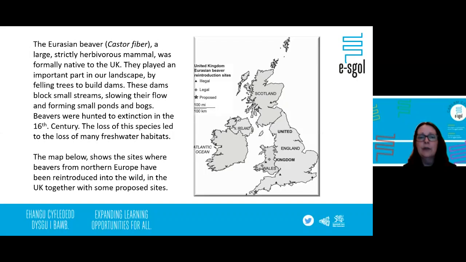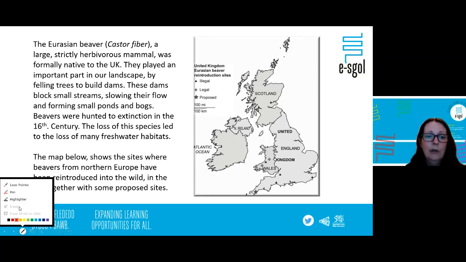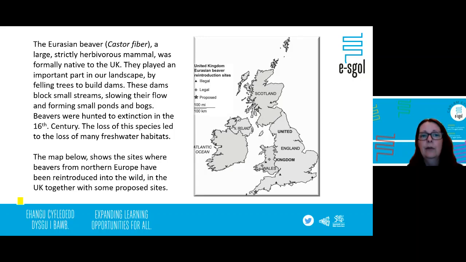Okay, we've just got a few minutes to have a look at an exam question. Now, it's quite a long question, so again, this might be a situation where you pause the film and take some time to read through the question. But the question here is about the Eurasian beaver, and it's a herbivorous mammal, and it was formerly native to the UK. They played an important part in our landscape by felling trees to build dams.